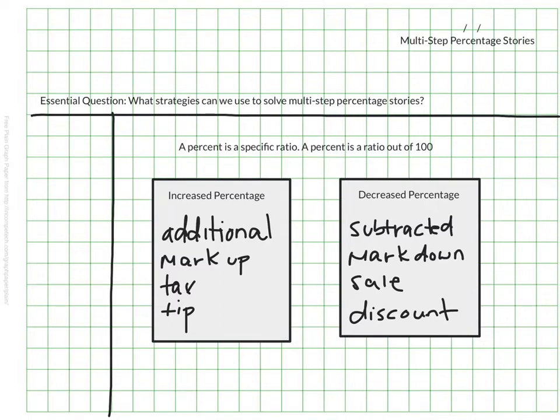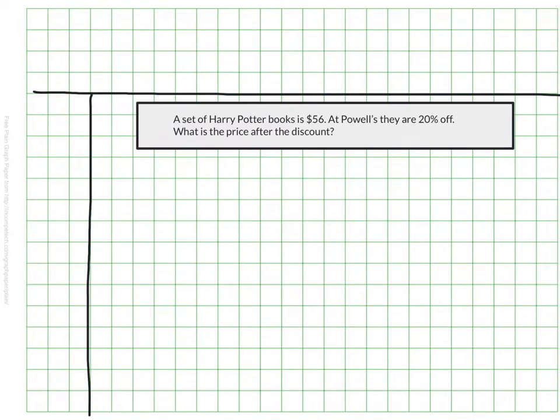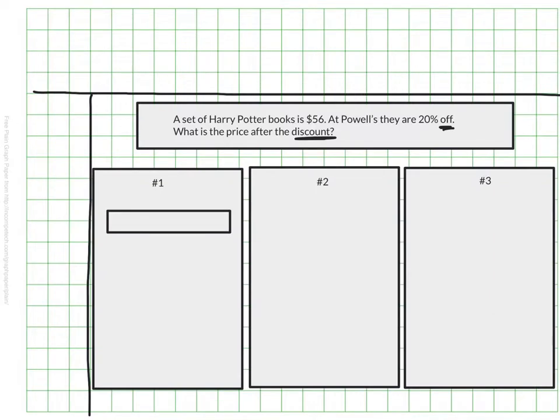Okay, so now let's look at a story. So we have here a set of Harry Potter books. They are priced at $56, but they are 20% off, right? So this is a discount. We're going to be reducing the price. So there are two steps to the problem. First, we need to figure out how much we will save, and then we need to know how much they will cost. Our first strategy is going to be our friendly tape diagram.